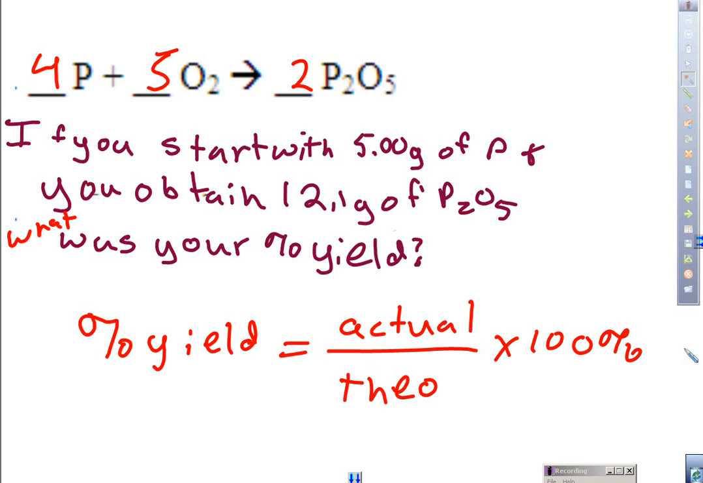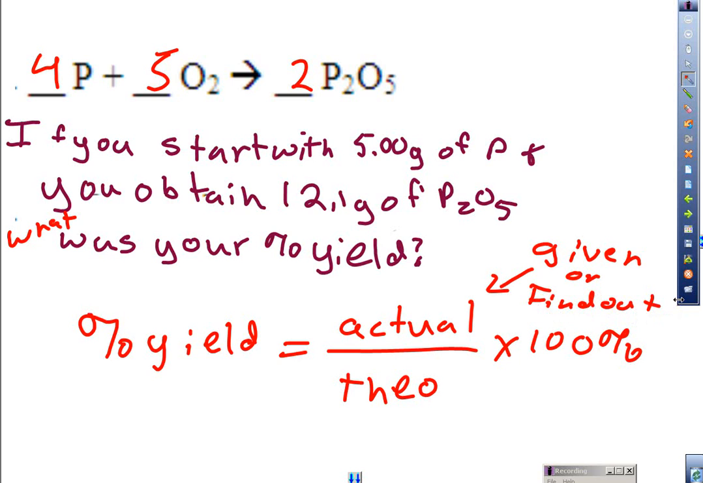So whenever we have these problems, what we're trying to find is the actual yield and the theoretical yield. This one, the actual yield, will be given or you find out. Now what do I mean by that? In labs that you do, you find an actual yield. That's what actually happens when we run through the procedure. The theoretical yield comes from a gram to gram conversion.